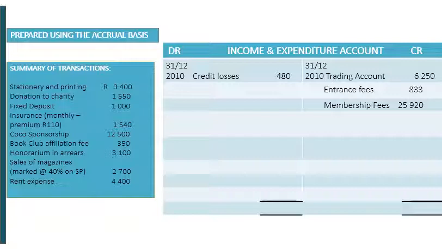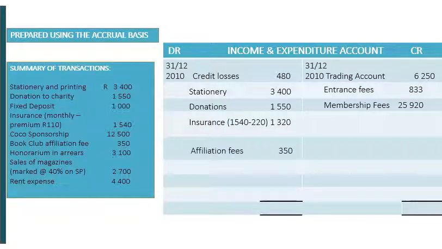We will show stationery and printing on the debit side, 3,400. Donations made to charity on the debit side, 1,550. Insurance paid, monthly premium is 110. If we multiply it by 12, it will give us 1,320, reflecting that we have paid premiums in advance. And that amount, 220, must be deducted because it's not an expense that was supposed to have been paid in the current period.